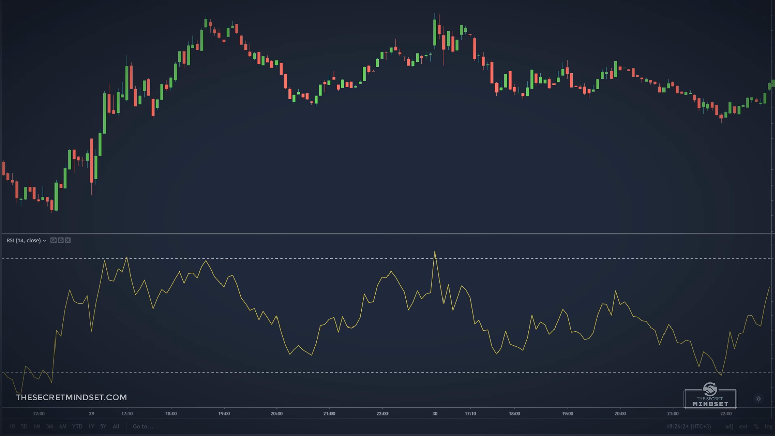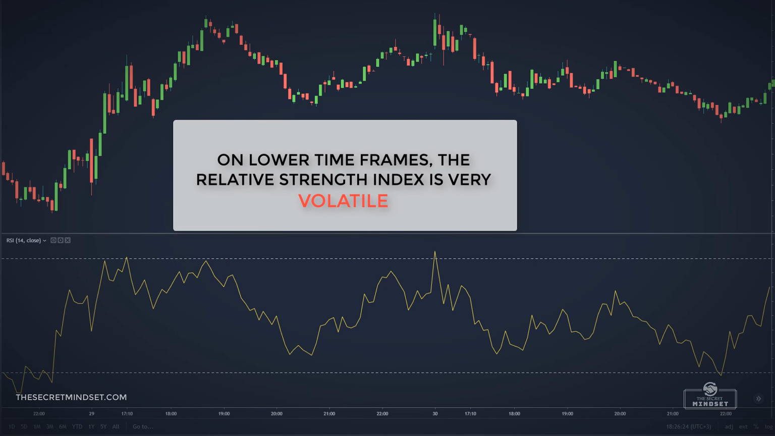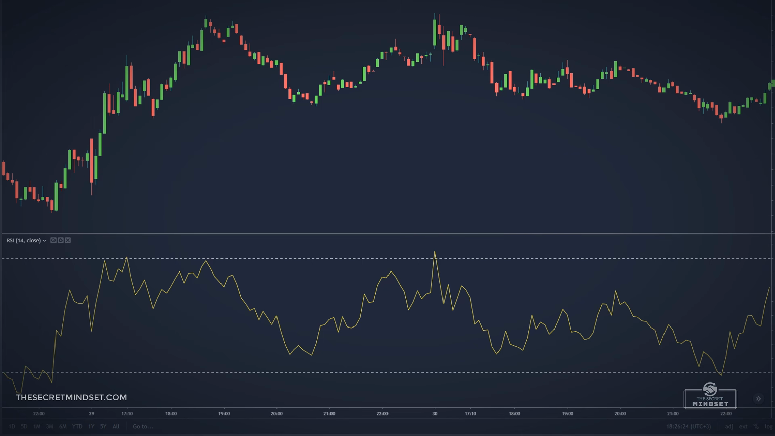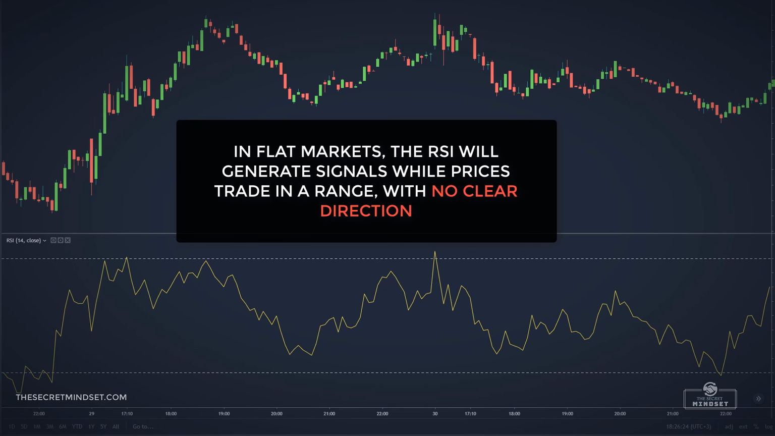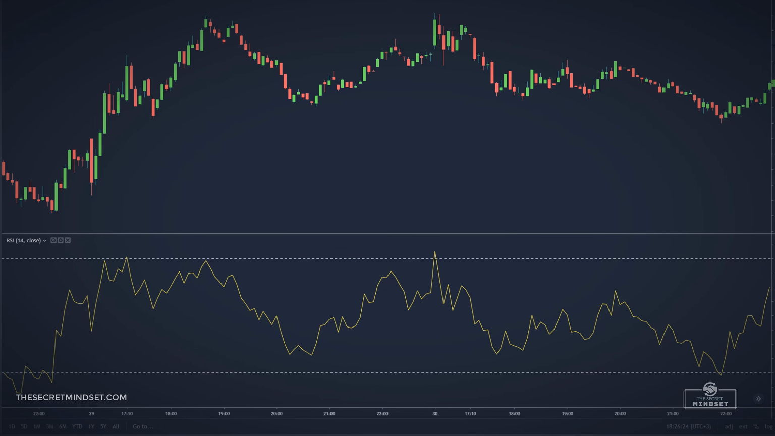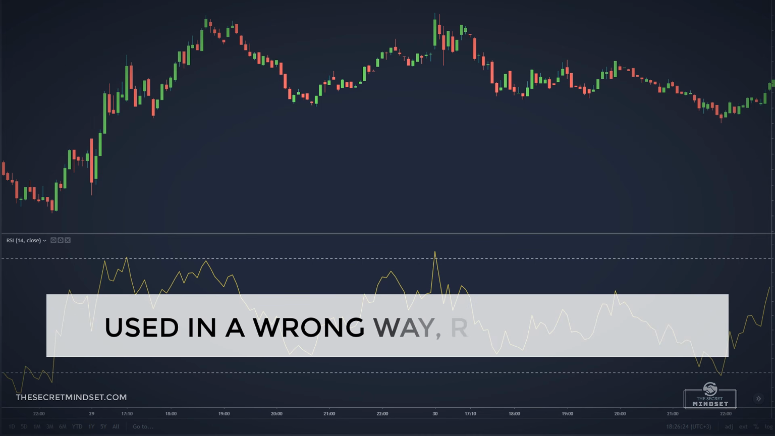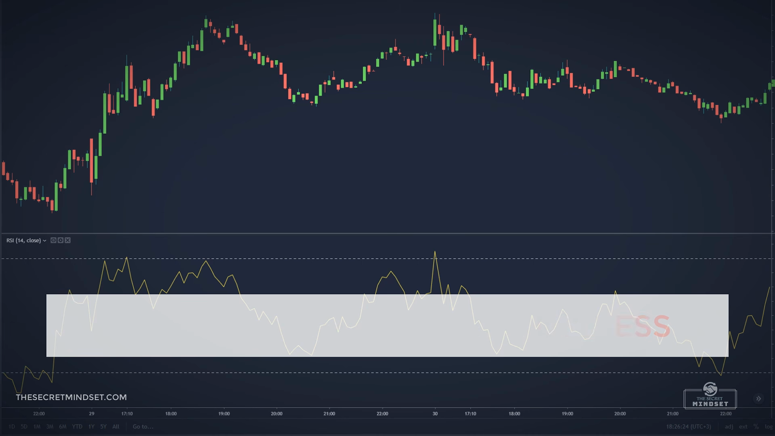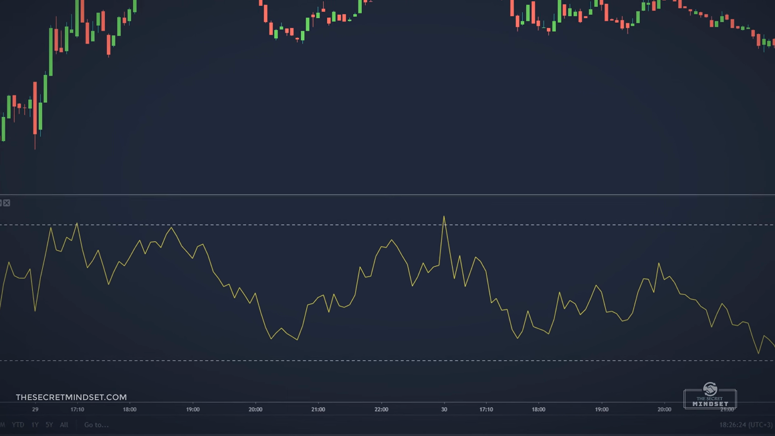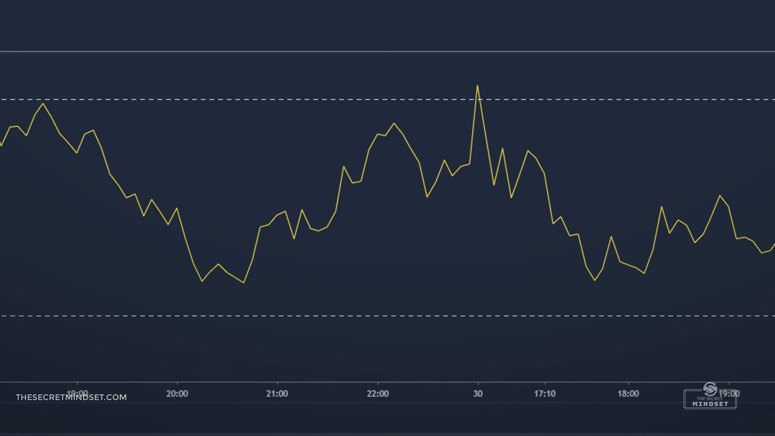On lower time frames, the RSI is very volatile, frequently reaching extreme highs and lows and generating contradicting signals. In flat markets, the RSI will generate signals while prices trade in a range with no clear direction. So, used in a wrong way, RSI is useless for many traders. Let's see what are the main techniques involving the RSI and how to correctly use it to maximize your trading results.